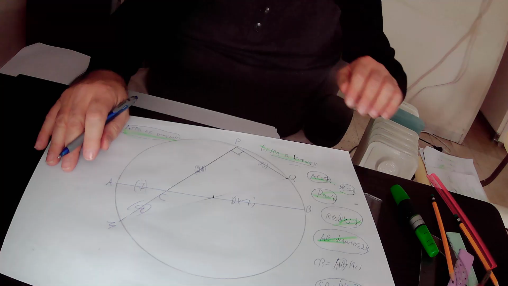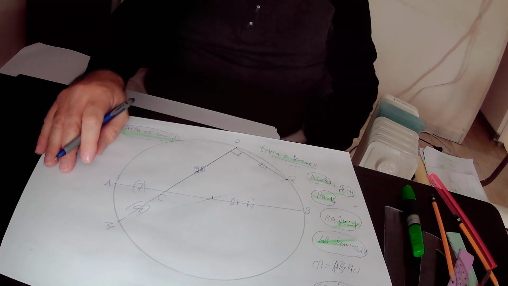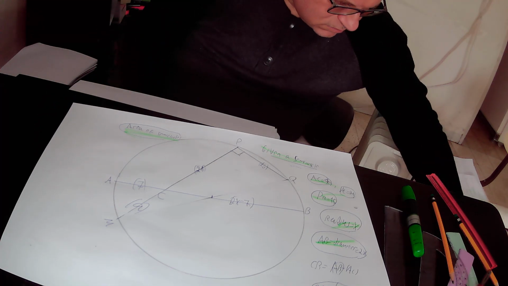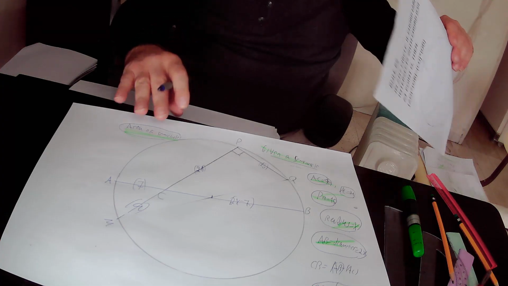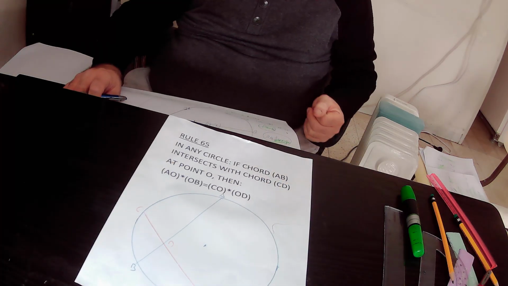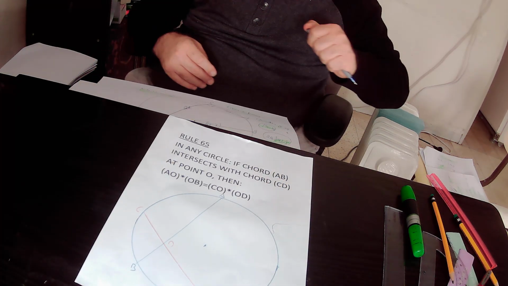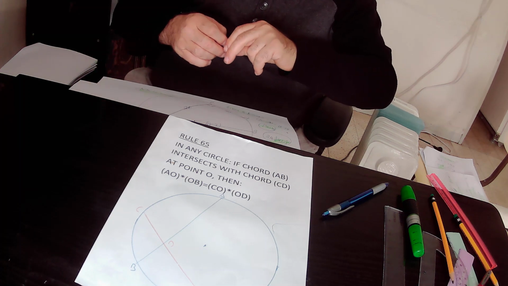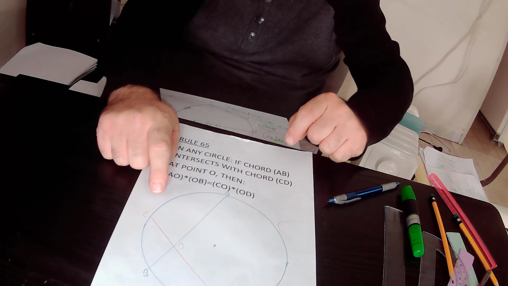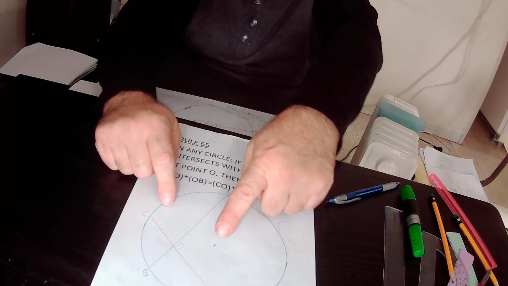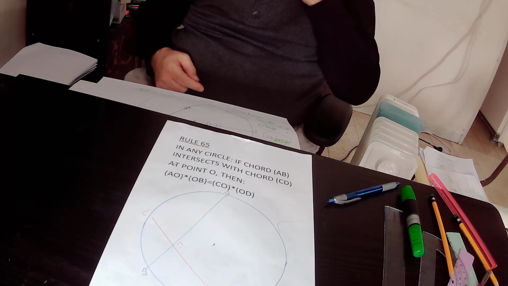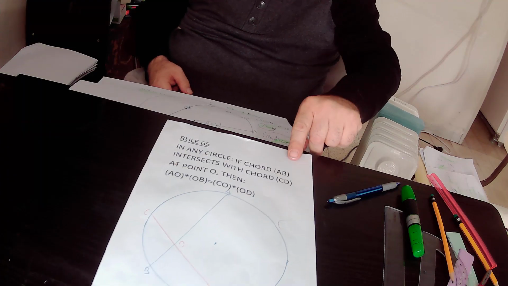So here we can implement rule 65 in our drawing. First of all, rule 65 is true in any circle. This circle could be any circle. So according to rule 65, if chord AB intersects with chord CD at point O, then the following equation is true: AO times OB equals CO times OD. Again, AO times OB equals CO times OD.